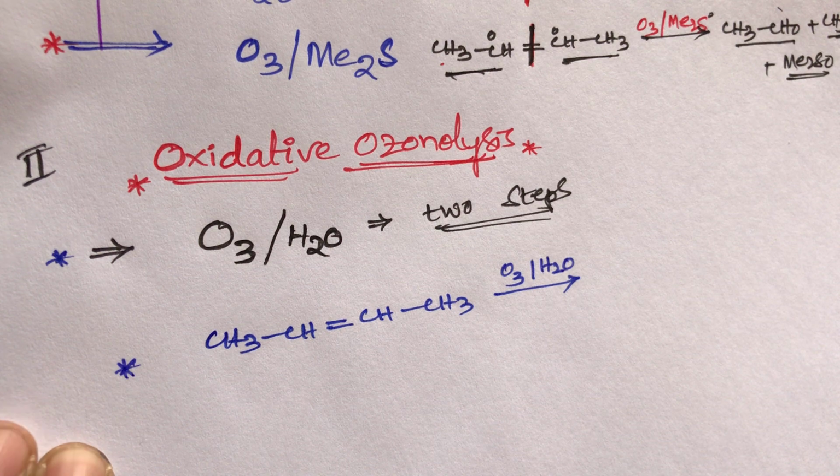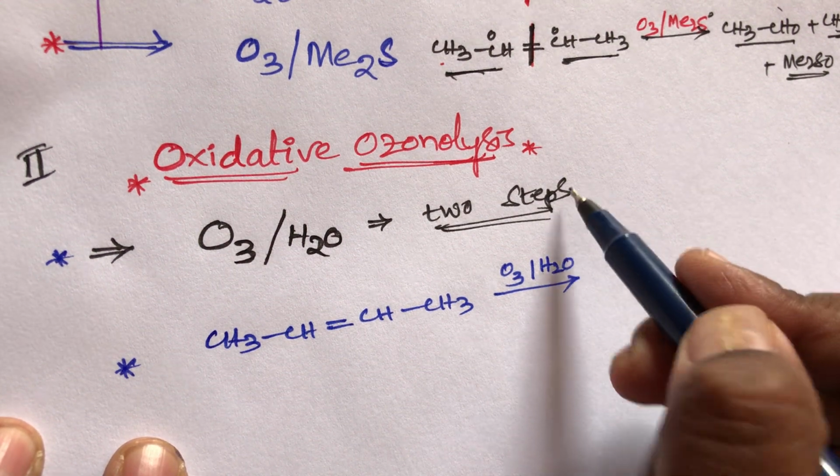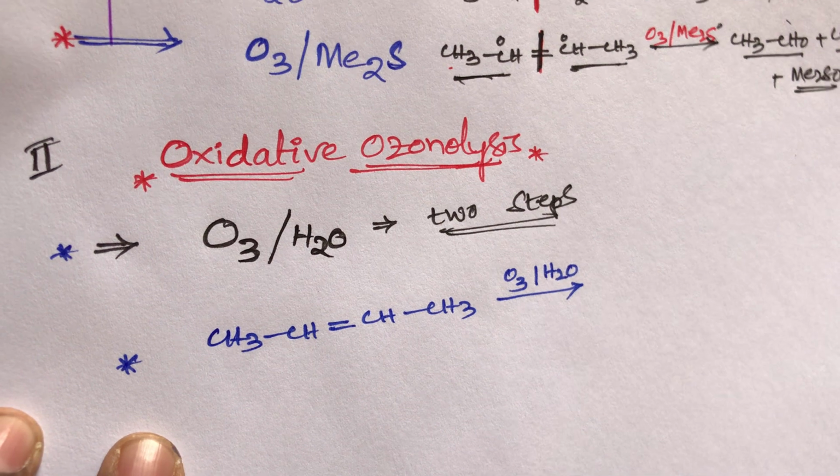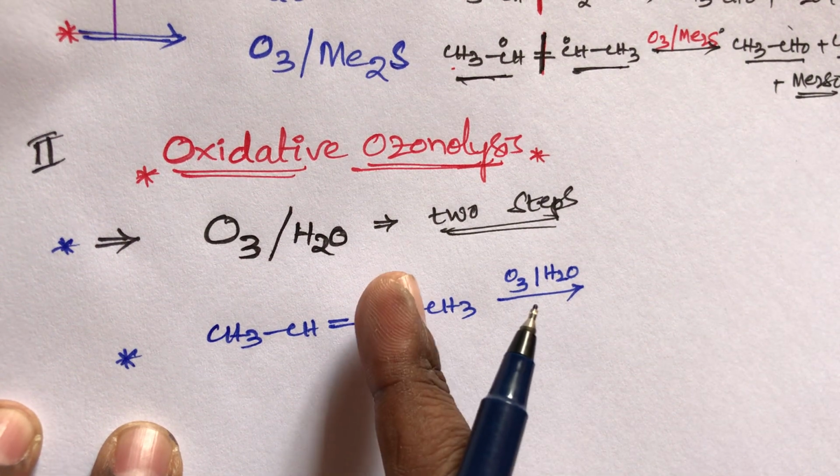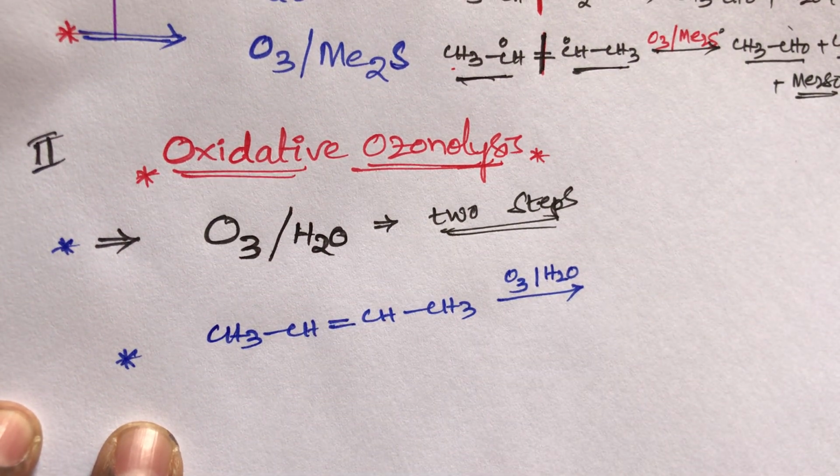Oxidative ozonolysis gives aldehydes and ketones. It is a two-step reaction, student. And reductive ozonolysis is also the same: it gives two products, one aldehyde and another ketone. Oxidative ozonolysis also gives two products, one aldehyde and one ketone.